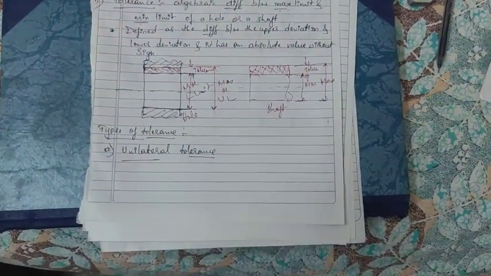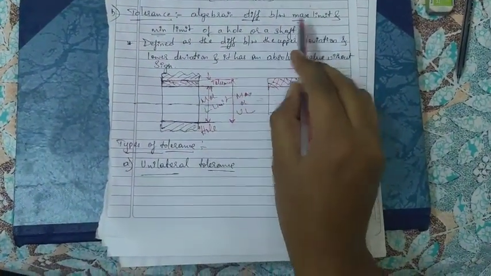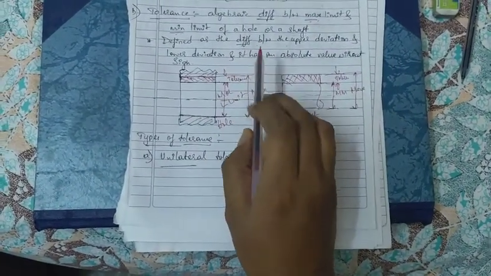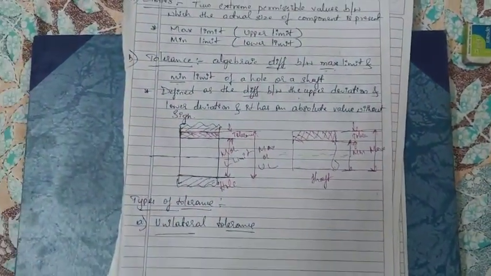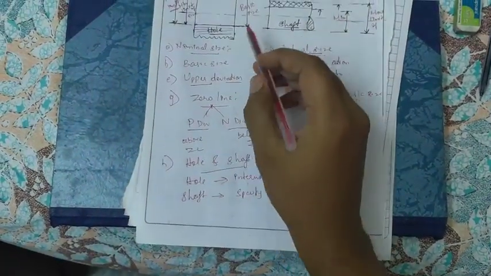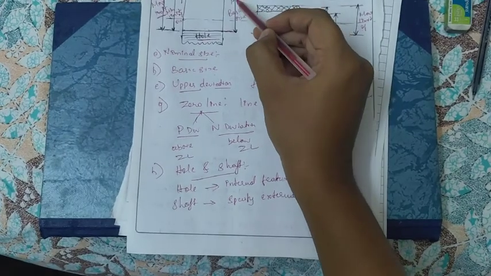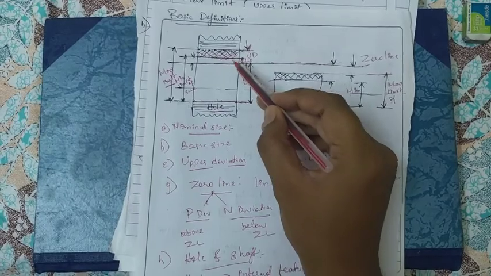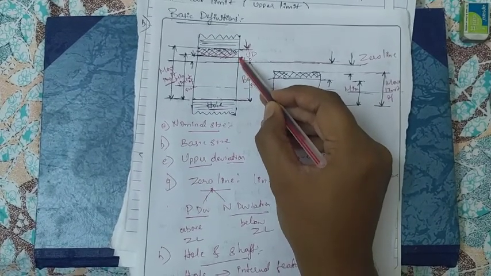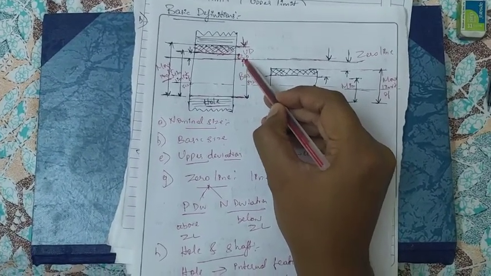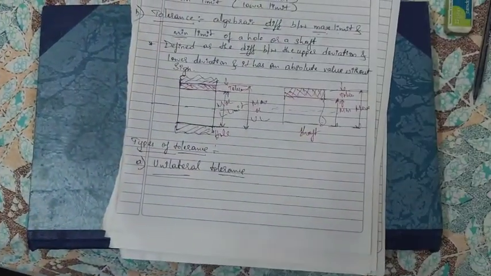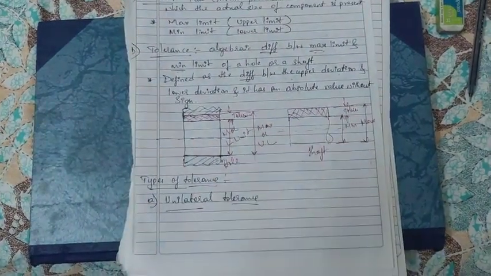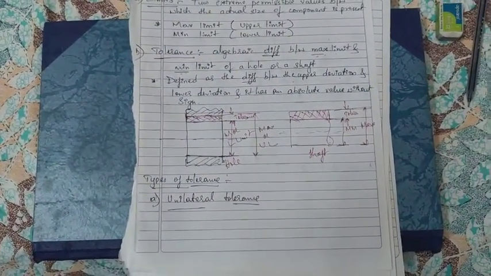This is with respect to the hole and this is with respect to the shaft. It is the algebraic difference between the maximum limit and the minimum limit, and it is the difference between the upper deviation and the lower deviation. You are all familiar with upper and lower deviation. The upper deviation is the maximum limit minus the basic size, and the distance between the minimum limit and the zero line is the lower deviation. The tolerance has absolute value without sign. So this is regarding the tolerance.